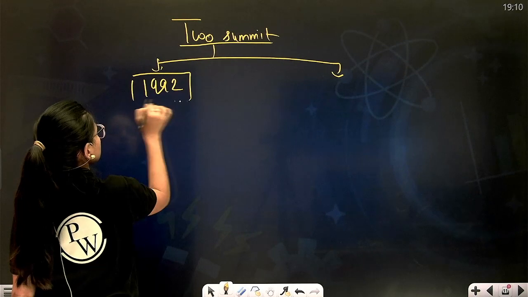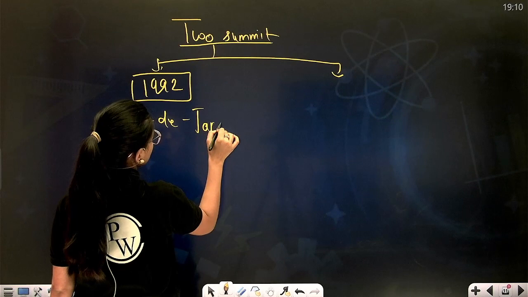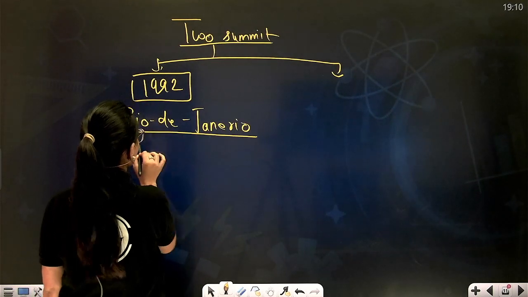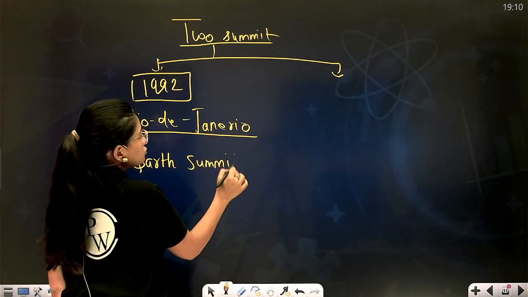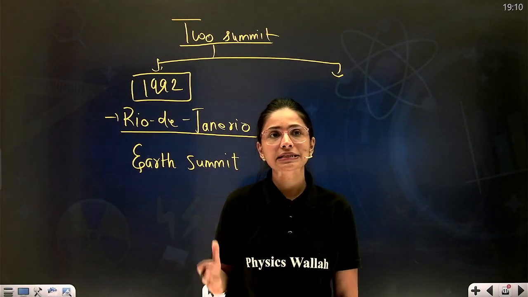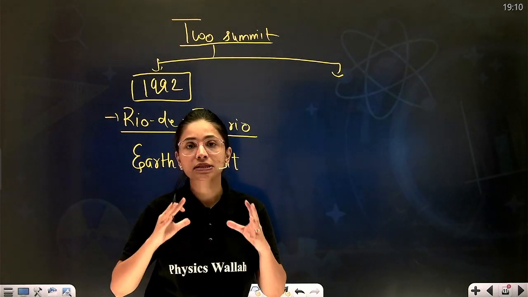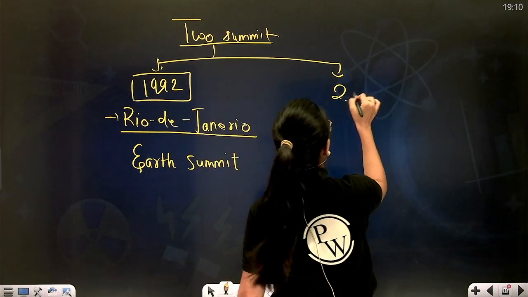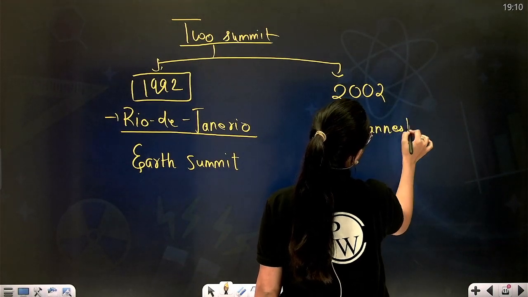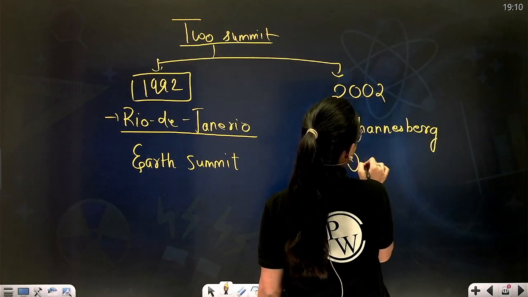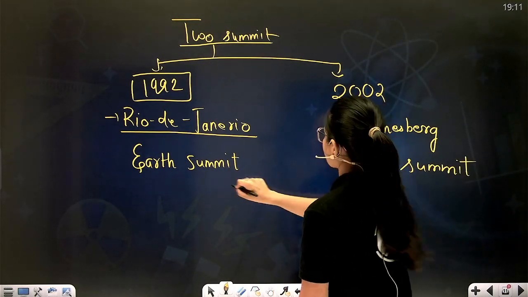The 1992 summit took place in Rio de Janeiro, which is called as Earth Summit. Again, the aim was conserving the biodiversity and using the resources in a very sustainable manner. Summit means where different countries come together, they pledge for some good purpose. And second took place in 2002 in Johannesburg, called as World Summit, again with the same aim. So these two things also you have to remember.